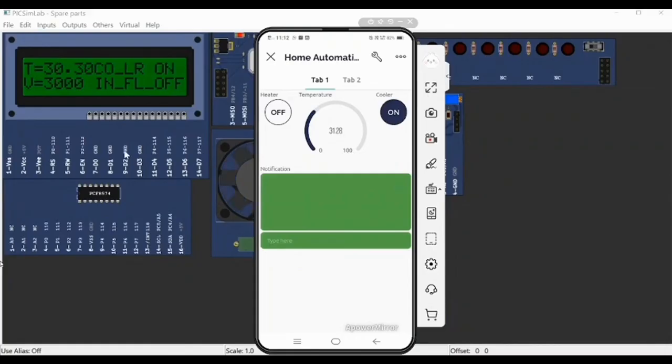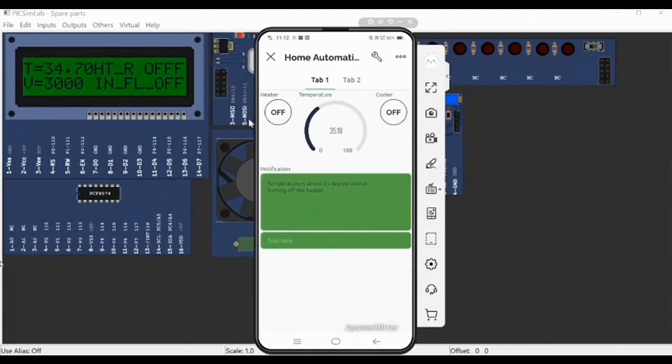When we turn on the cooler, it will run, and the temperature will be decreased. In the LCD, the cooler on will show and the temperature is decreased to 27 degrees Celsius. When the heater is on, the temperature will remain constant. If the heater is on, the temperature will increase, and the cooler draft shows on the LCD screen.